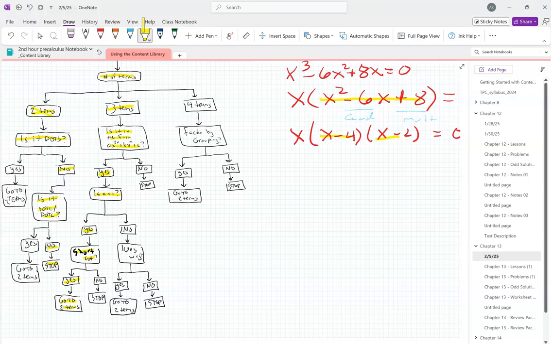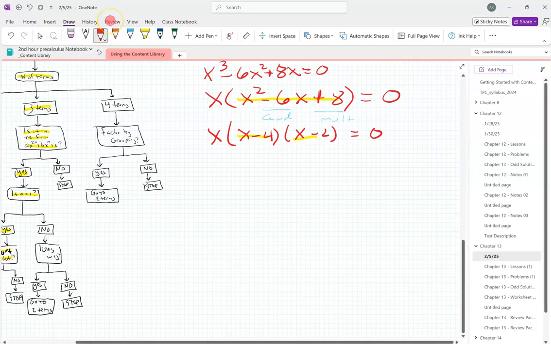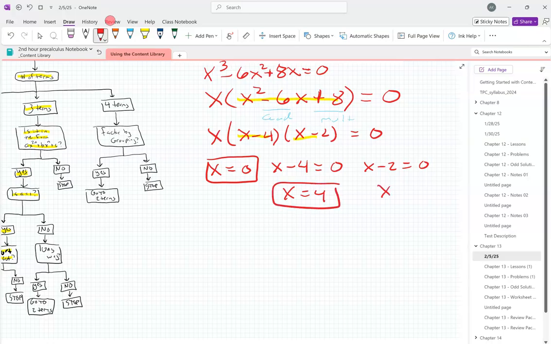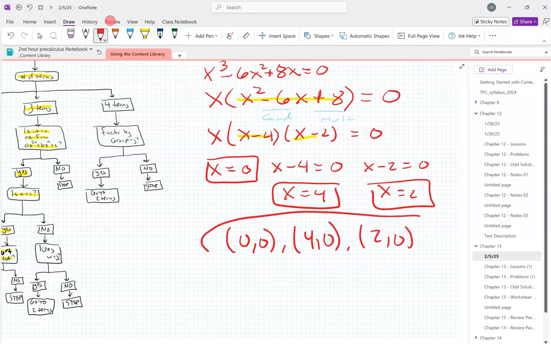For x minus 2, is it a difference of 2 squares? No. Is it a sum or difference of 2 cubes? No. So we're done with that one. So this is fully factored. Now I'll apply the zero product property, where I'll take each of these factors and set that equal to 0, and then solve. So x equals 0 is a solution. x equals 4 is a solution. And then x equals 2 is a solution. So my zeros would be (0, 0), (4, 0), and (2, 0).